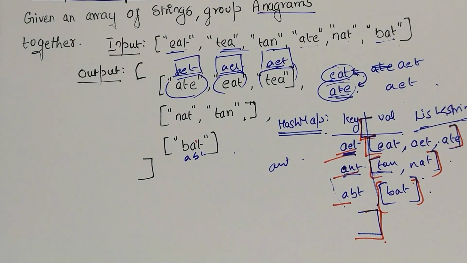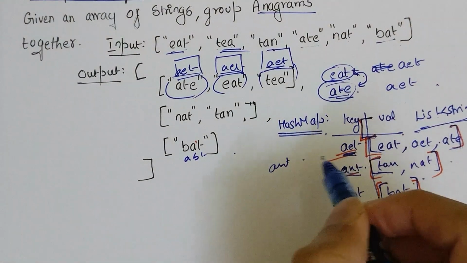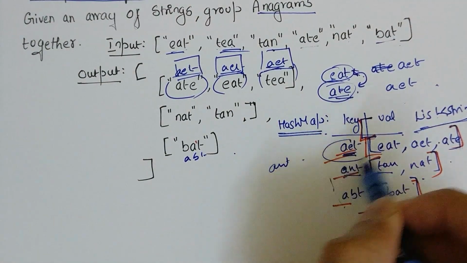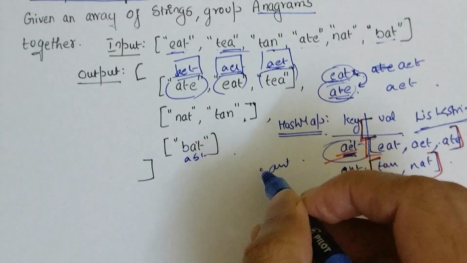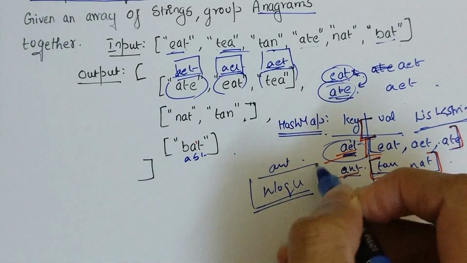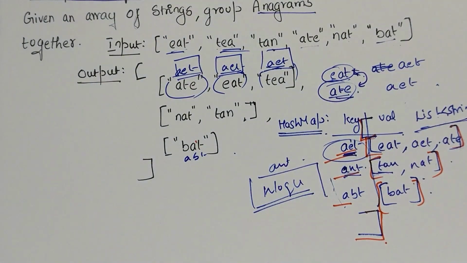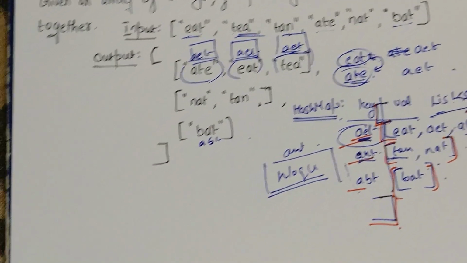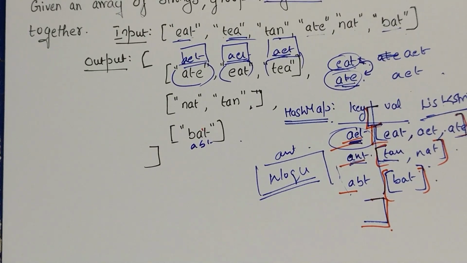So this is one way of doing it, but here I have to sort these strings to form these keys. Sorting will take n log n time, right? So can we do something better? This question comes to mind, right? So how can we do this better? Do we really need sorting here?